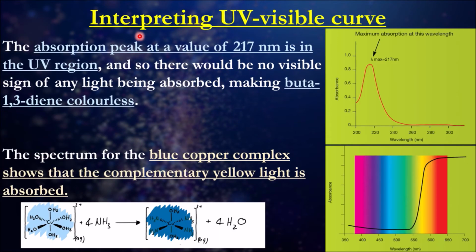Okay, so if we look at the ultraviolet visible curve, we can use it for inorganic compounds. We can also use it for organic substances as well. So we have buta-1,3-diene, which is colorless. Now the reason why it's colorless, if we look at the curve in terms of wavelength to absorbance rather than concentration, is that the maximum absorption of light occurs at about 217 nanometers. So that's in the ultraviolet region here.